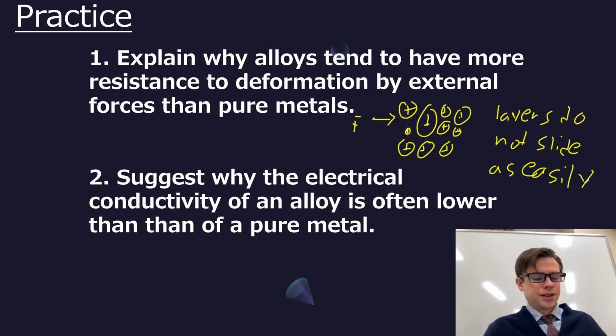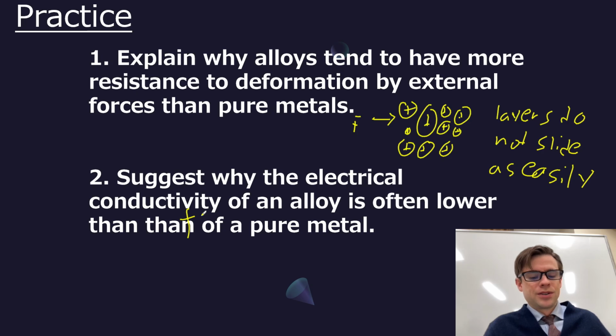Then number 2 suggests why the electrical conductivity of an alloy is often lower than that of a pure metal. So this one you might have to think about. I do have an animation to show this, but think about it first. Think about my animation that showed why pure metals are great conductors. They have a highly organized crystal lattice of cations, and especially when it's cold and they're not vibrating very much, the electrons have a clear, straight path through long distances. And when an electric field is applied, they can travel unhindered or unblocked through that pure metal.